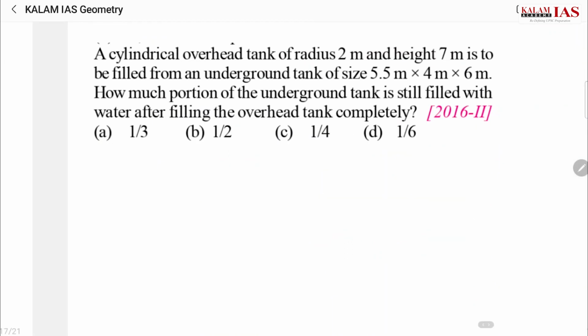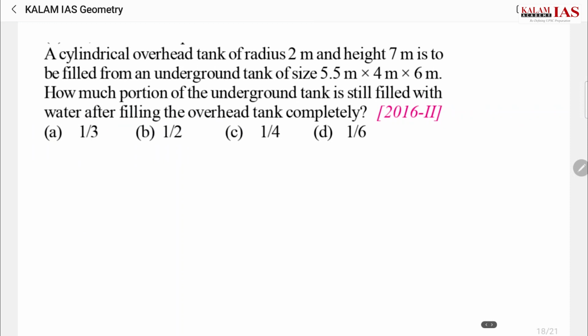Moving on to the next question. This involves the concept of cylindrical tank and underground tank. One is cylinder and one is a rectangular cuboid which has length given as this. We have to find the relation between filling of their volume.